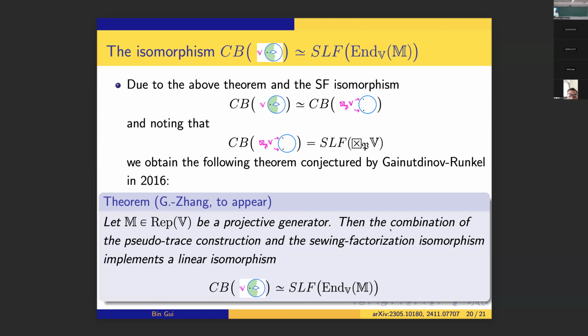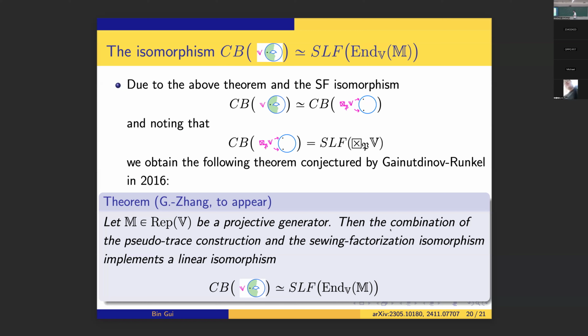So it tells us that the torus conformal block space is the same as the space of symmetric linear functionals on the box tensor V, and the previous theorem tells us that the space of SLF on the box tensor V is isomorphic to the SLF of the endomorphism algebra of V, and the orthogonal algebra of M with respect to V. So we combine all of them together, we obtain this isomorphism. This is an isomorphism from the space of torus conformal blocks to the space of symmetric linear functionals on the endomorphism algebra, and it is implemented by a composition of the Sewing factorization isomorphism and the pseudo-q-traces construction. This isomorphism was previously conjectured by Gainutdinov-Runkel.